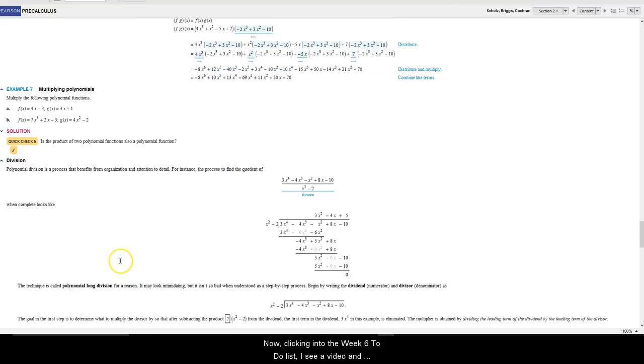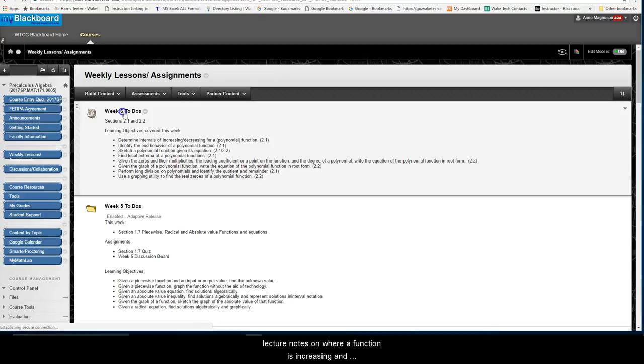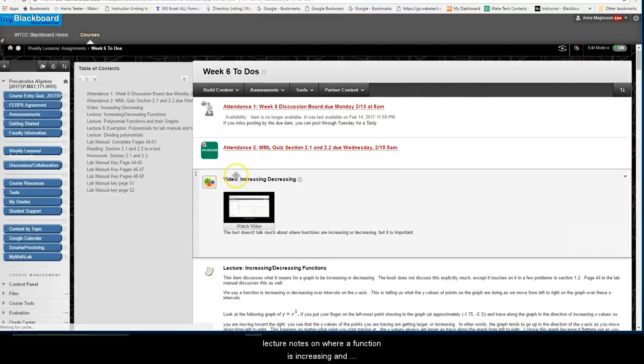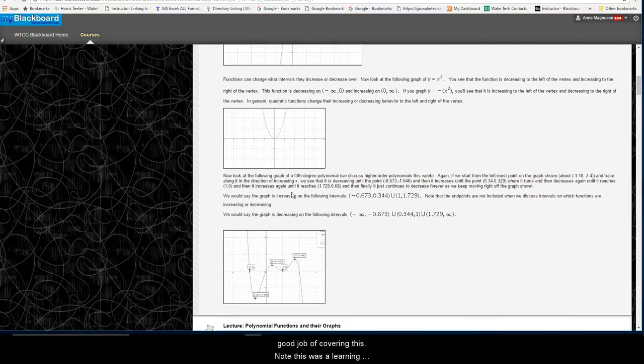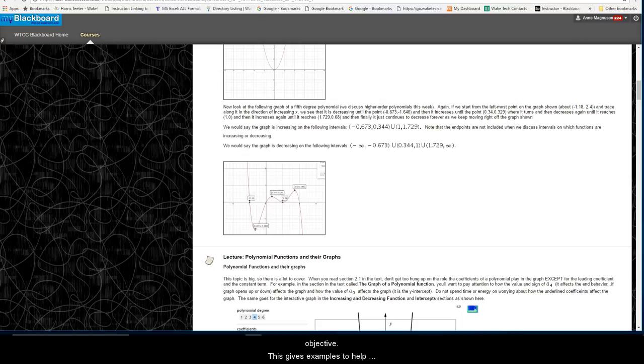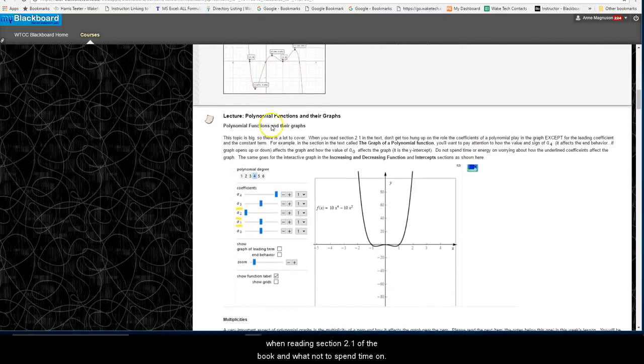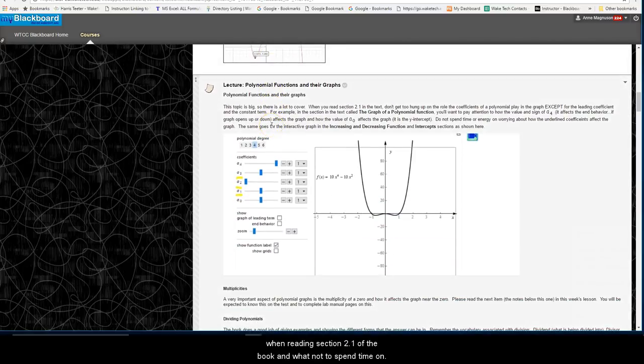Now, clicking into the week 6 to-do list, I see a video and lecture notes on where a function is increasing and decreasing from a graph, and it says that the text doesn't do a good job of covering this. Note that this was a learning objective. This gives examples to help with pages 44 and 45 in the lab manual. The next lecture points out things to pay attention to when reading section 2.1 of the book and what not to spend time on.